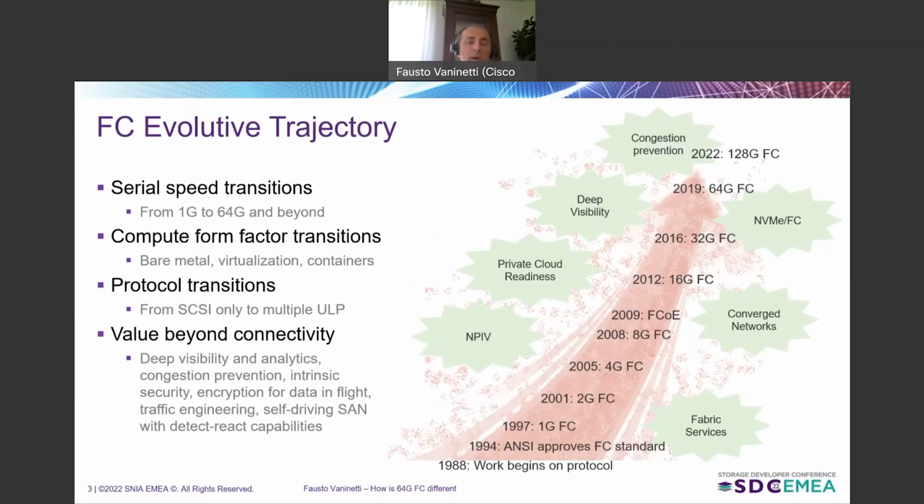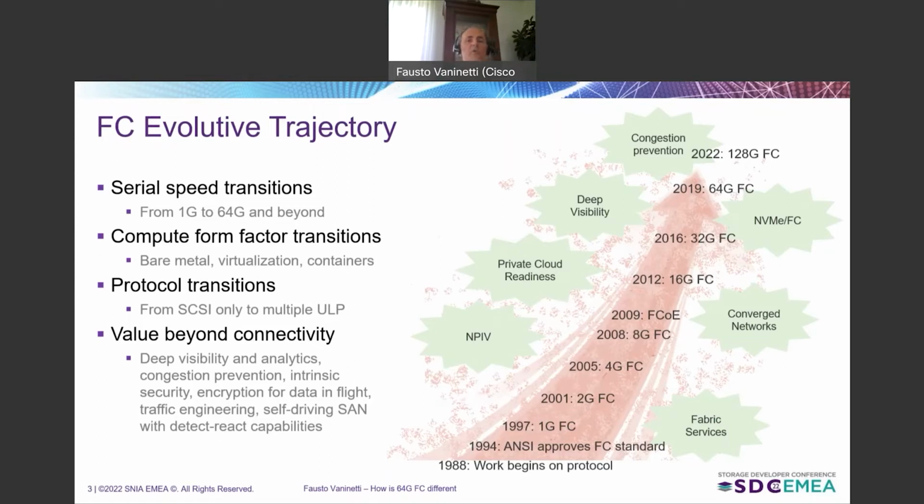I also want to talk about the protocol transitions, because at the very beginning, Fibre Channel was transporting the SCSI protocol. But then other protocols started to be transported across the same network. And the latest one is NVMe. So NVMe is today another upper layer protocol that can run over a Fibre Channel network.